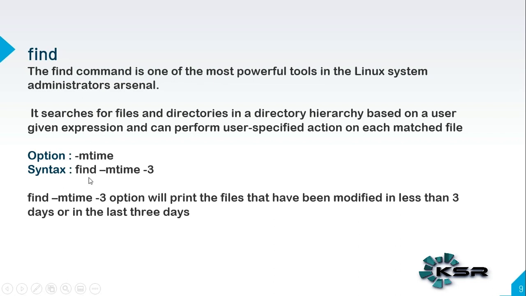If you have to find any file that has been modified within the last 3 days, this is the option: -mtime -3. Let's say your manager comes to you and wants to know the files which have been modified in the last 3 days. You can quickly say yes, I can do it for you, if you know the command find. With find -mtime -3, you can find the files which have been modified in less than 3 days.